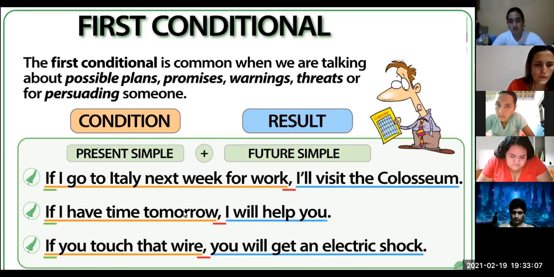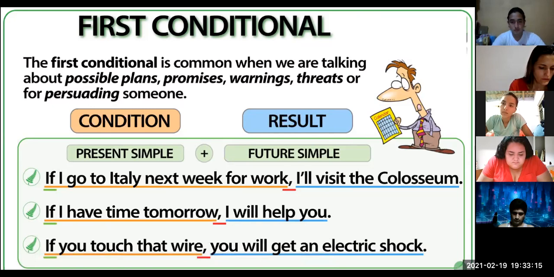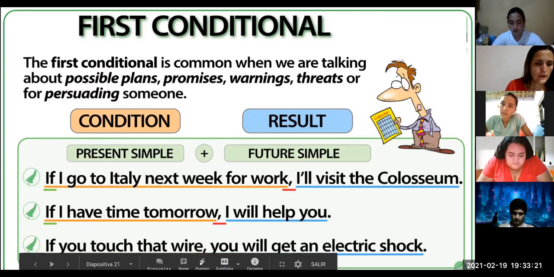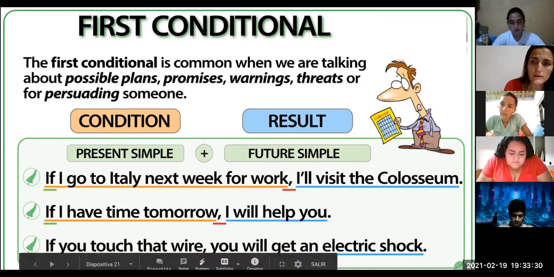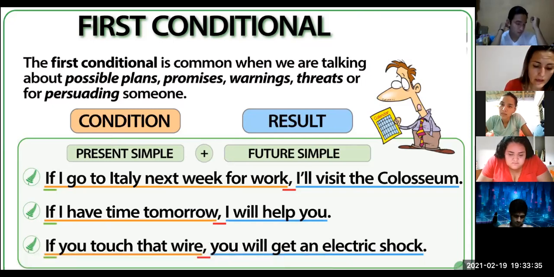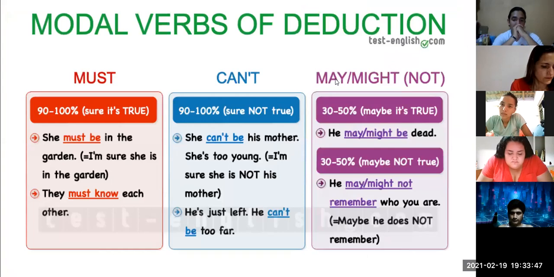Mariela, teacher. If you clean the house, you will play with your friends. Good. Francia, if I study Portuguese, I will learn to talk with Brazilian friends. Okay, good, very good. So, we are going to make a review of the first conditional, okay?